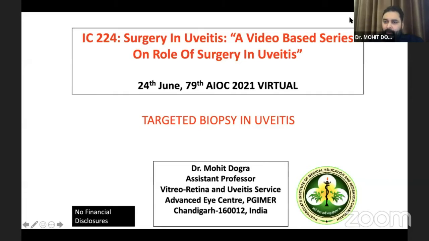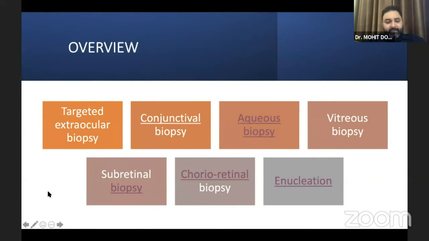It's a tough act to follow after all these stalwarts that are there, and I'm going to talk about targeted biopsy in uveitis. So the biopsy in uveitis can be of various types. The overview is like this. I have quite a big presentation. I'll not cover all things.